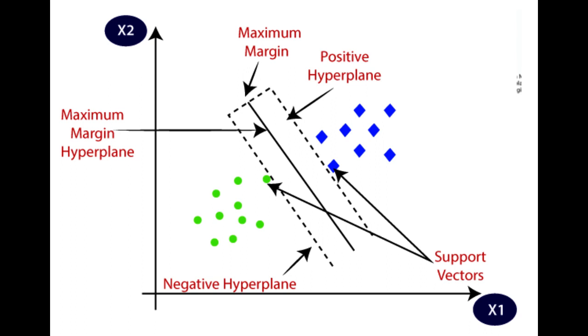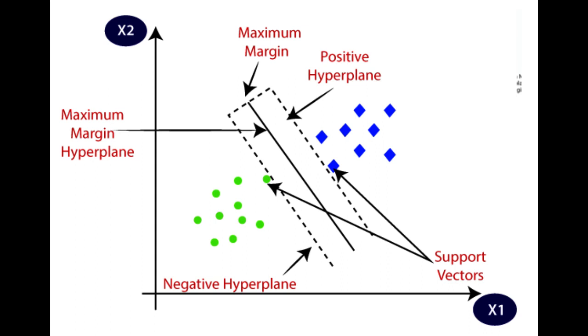The dimensions of the hyperplane depend on the features present in the dataset, which means if there are two features, as shown in the image, then the hyperplane will be a straight line. And if there are three features, then the hyperplane will be a two-dimensional plane. We always create a hyperplane that has a maximum margin, which means the maximum distance between the data points.